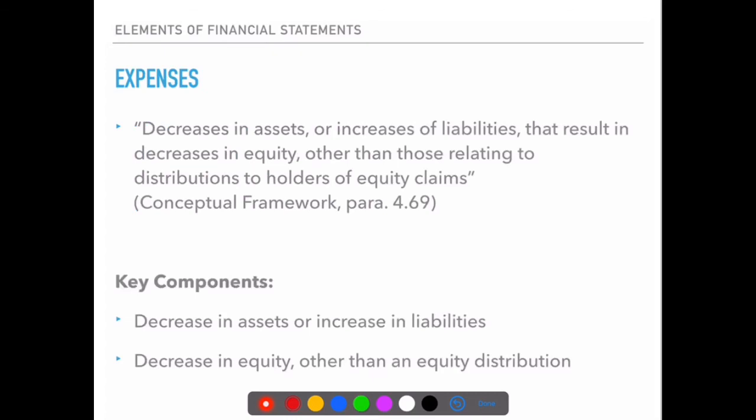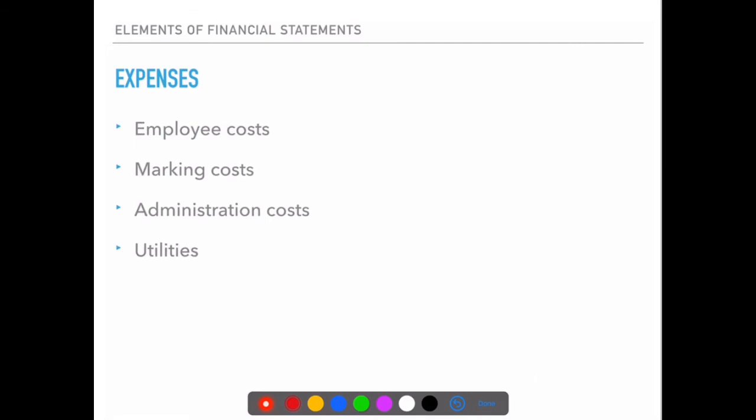And expenses is just the opposite of income. So there's a decrease in assets, such as paying cash, or an increase in liabilities, and a decrease in equity other than equity distribution. Expenses may include items such as salary, marketing, stationery, utility costs, etc.